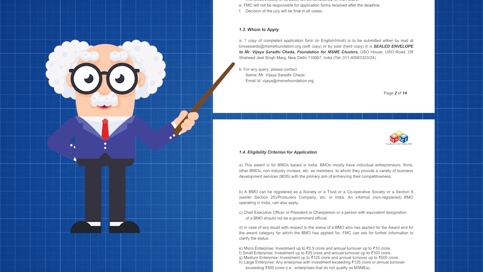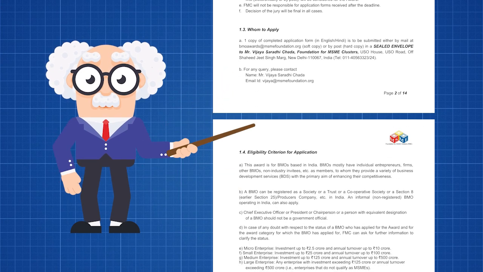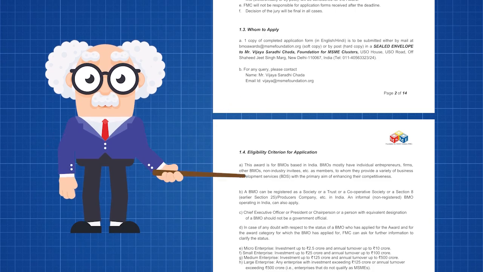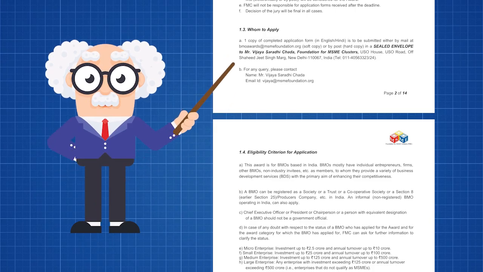Section 1.3, Whom to apply. Now, how and where do you submit this form? You need to submit one copy of the completed application, either in English or Hindi, in one of two ways. Option 1, by email as a soft copy to bmoawards@msmfoundation.org. Option 2, by post as a hard copy in a sealed envelope addressed to Mr. Vijaya Saradi Chadha, Foundation for MSME Clusters, USO House, USO Road, off Shahid Jeet Singh Marg, New Delhi 110067, India.